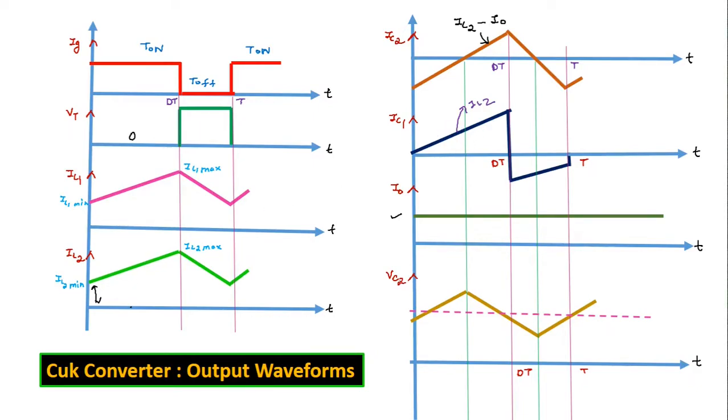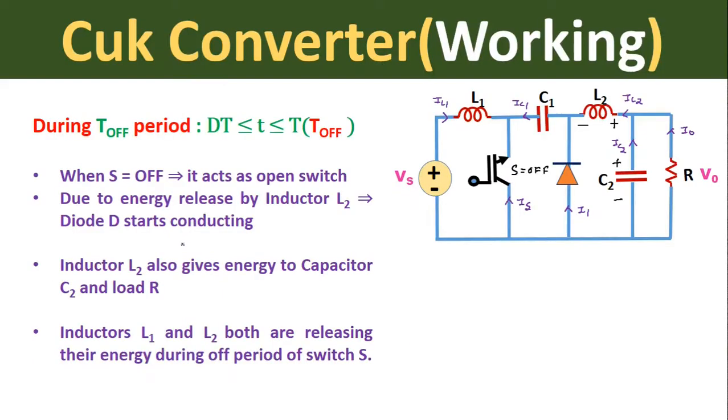Okay. Next waveform is capacitor 2 voltage. During the on period of the switch, this capacitor 2 is charging. So when the capacitor voltage reaches its maximum value, the capacitor 2 current equal to 0, as we have discussed in the previous classes also. Next is during the off period of the switch, which goes from time t is equal to dT to time t is equal to capital T.